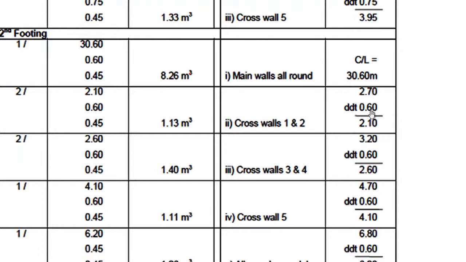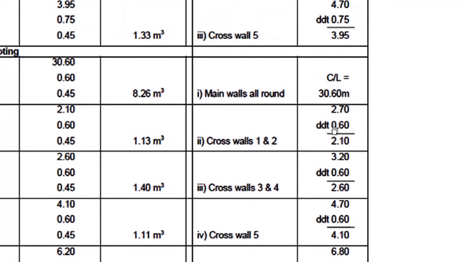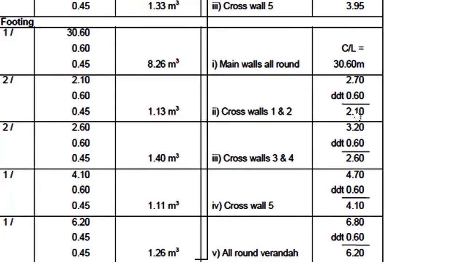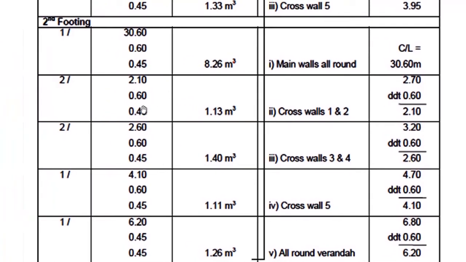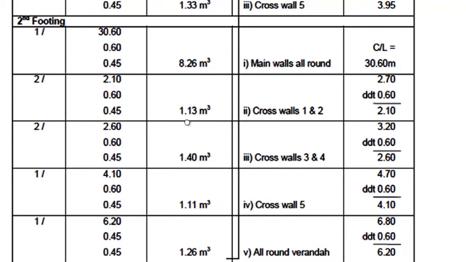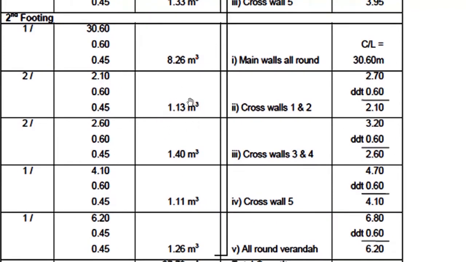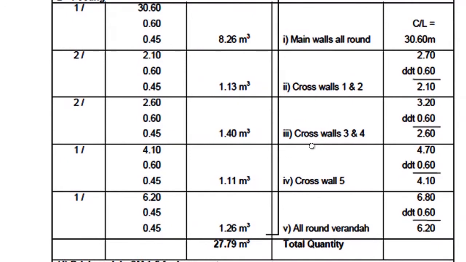2.70 meter. Now we are deducting 0.6, one breadth of second footing. Second footing oda one breadth minus பண்ணிக்கலாமா? Then 2.70 minus 0.6, how much? 2.10. Then 2.10 in the breadth 0.6, depth 0.45. Here cross wall 1 and 2, there are two numbers, therefore 2 into 2.10 into 0.6 into 0.45, how much? 1.13 meter cube.